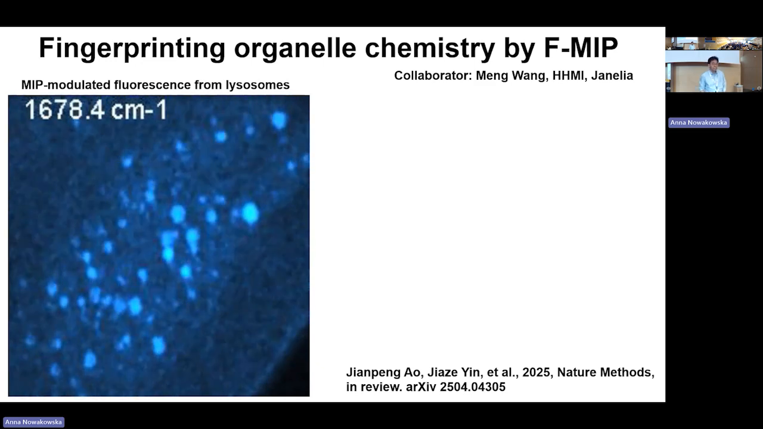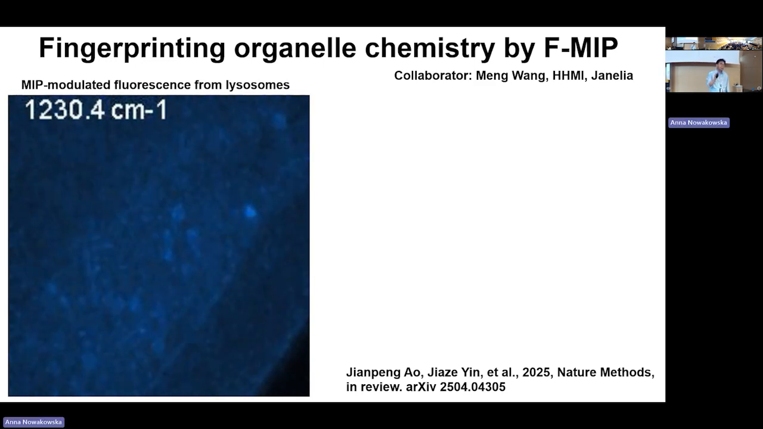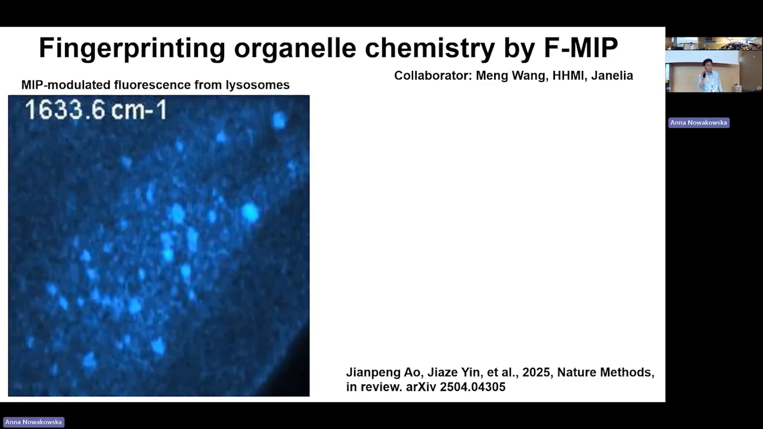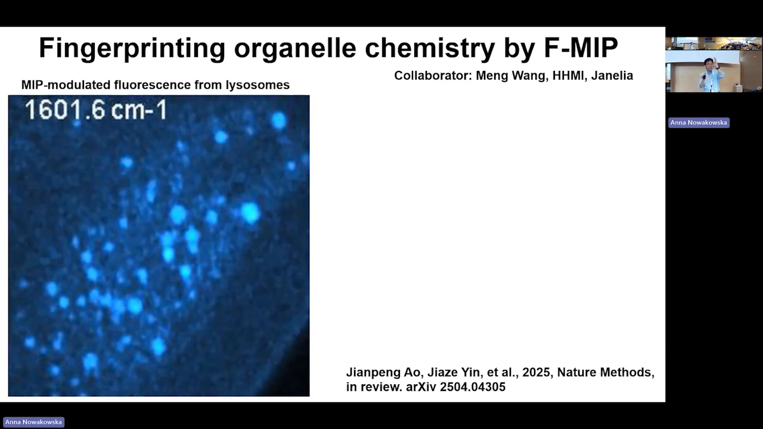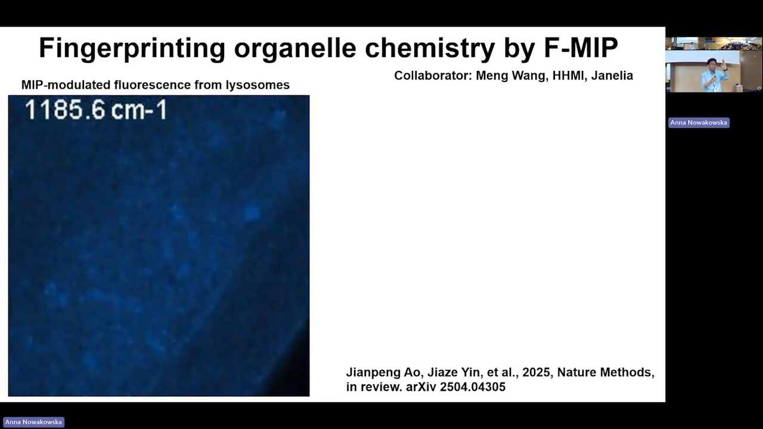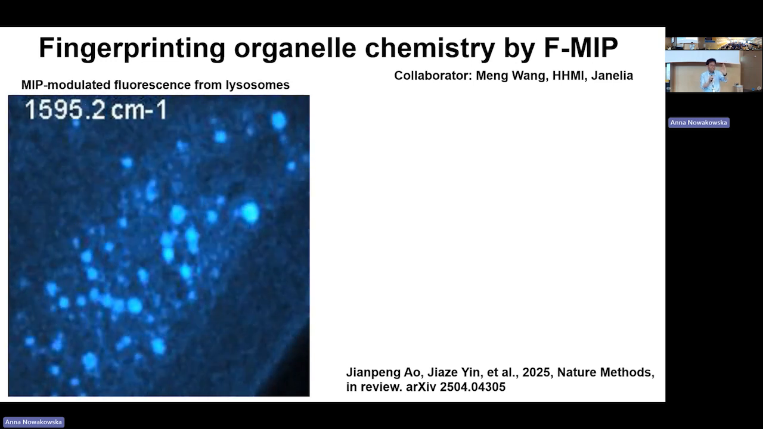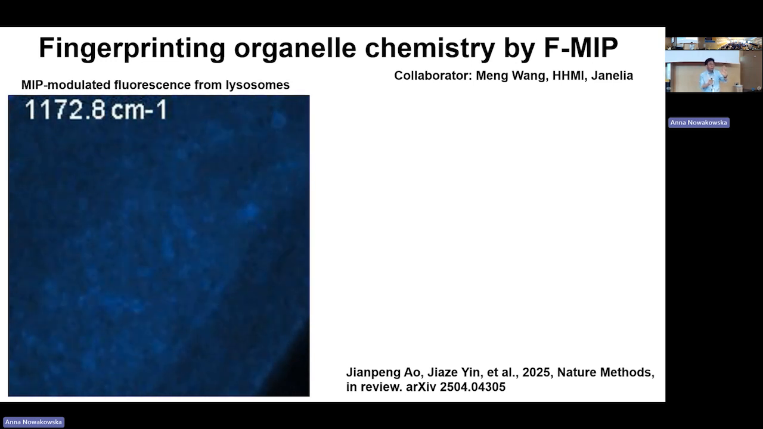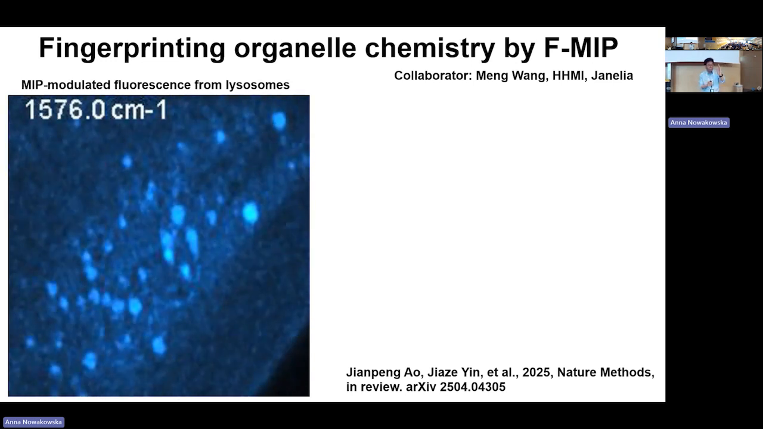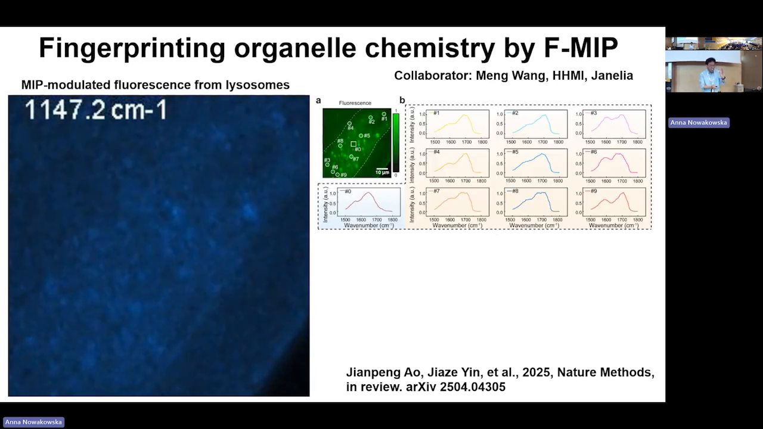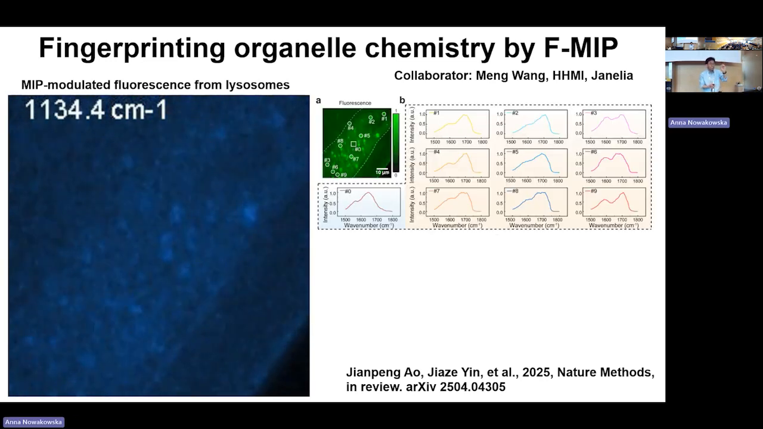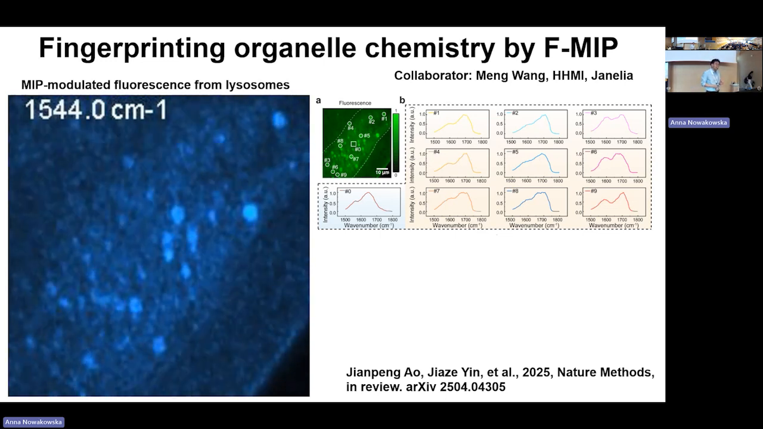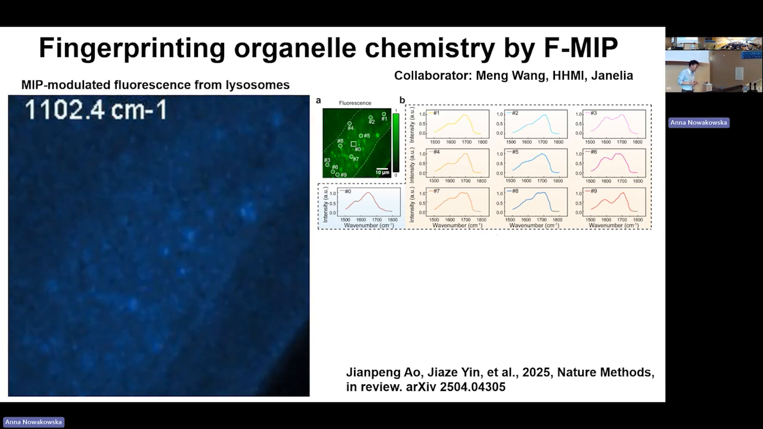So how do we do it? This lysosome, we label the lysosome with a LysoTracker, and then you scan the QCL data. So now by using fluorescence as a detector, you see the fluorescence change. This is not blinking, this is a photothermal modulation of fluorescence. So therefore, at each organelle, you have this fluorescence, and you can get a fingerprint of every organelle.